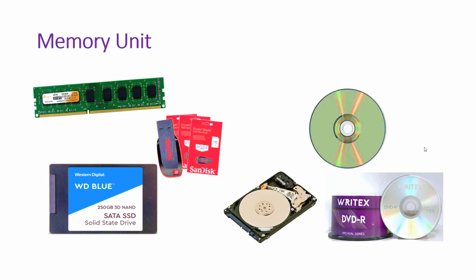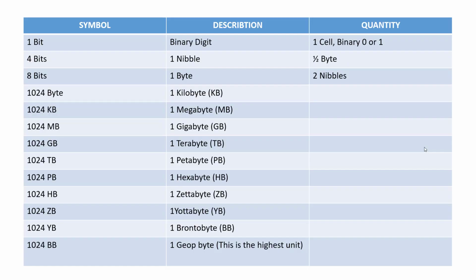As we can see on the screen, the first green one is RAM, and there are several types of RAM even for PCs, like DDR1, DDR2, DDR3, DDR4, and so on. The capacity may differ from each other. Next we see pen drive, hard disk, SSD, compact disk, and DVD. All these are memory devices.